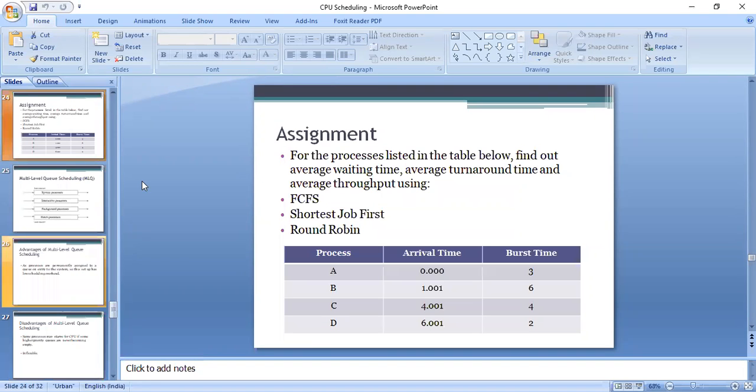So you can note down this assignment for your self practice. We have 4 processes with certain arrival time and burst time. So you have to calculate its average waiting time, average turnaround time, and throughput using first come first serve, shortest job first, and round robin algorithm.